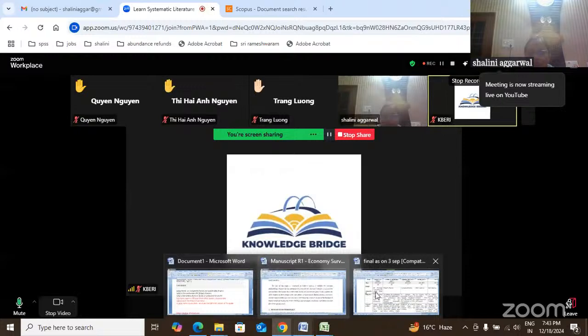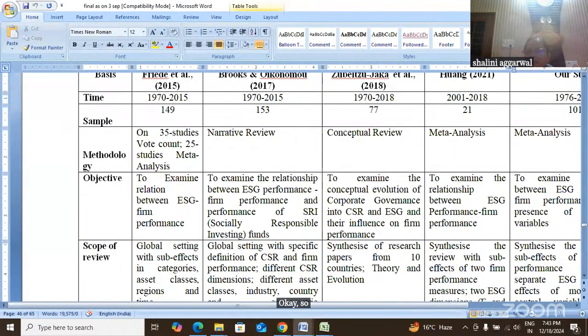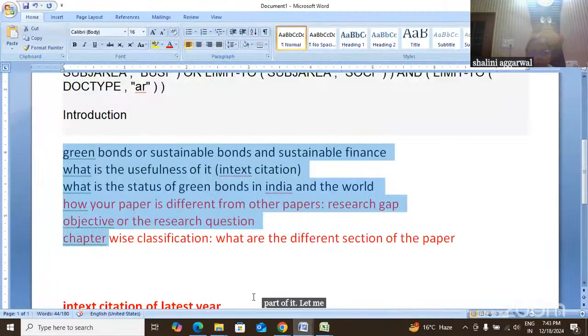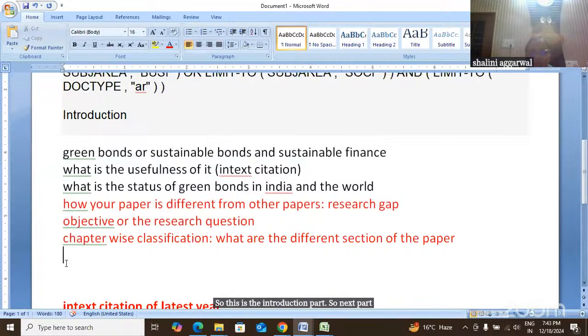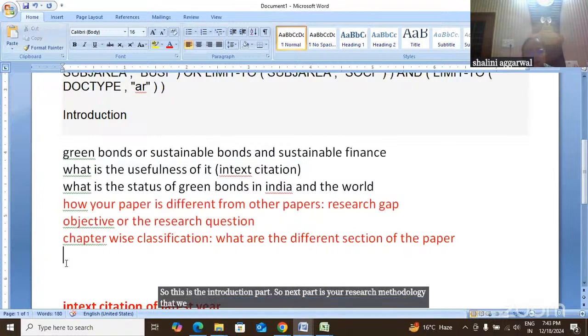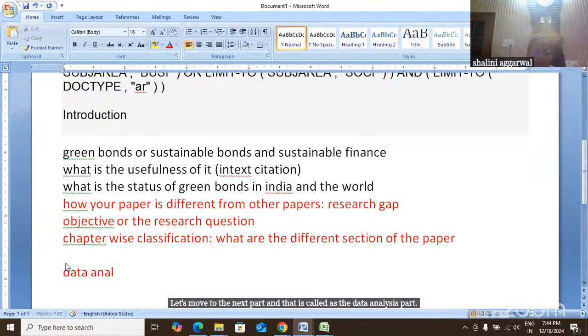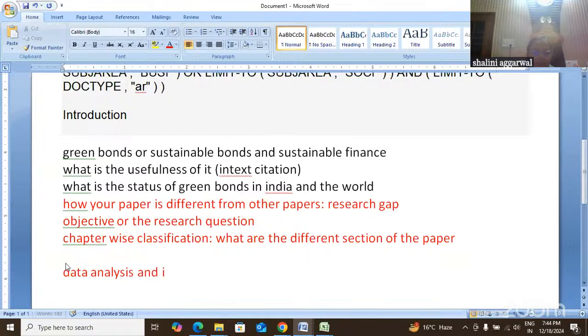Okay, let's move to the next part. Let me take you to that. So this is the introduction part. The next part is your research methodology, which we have already talked about. Let's move to the next part, which is called the data analysis and interpretation part. This is the third part of it.